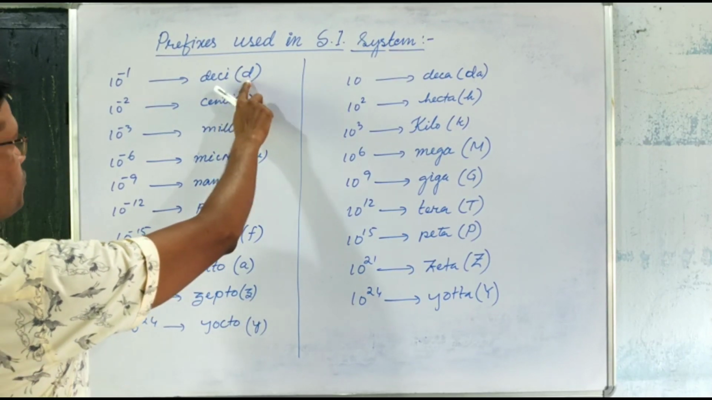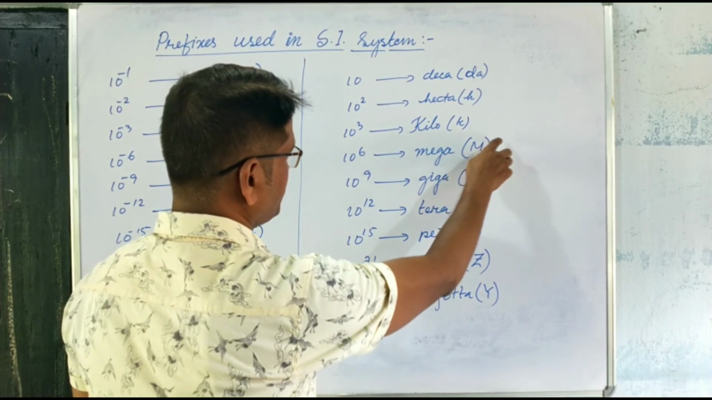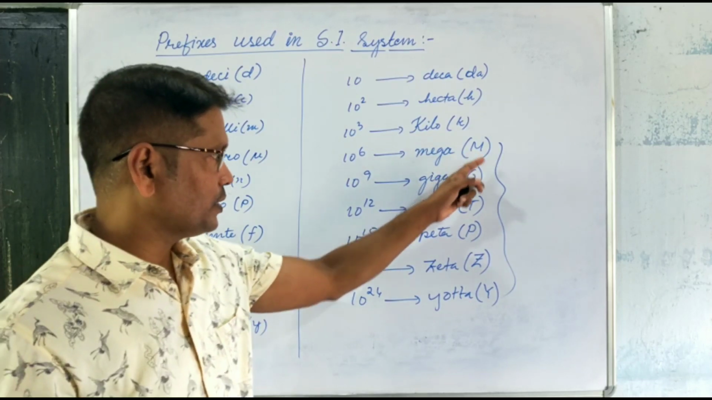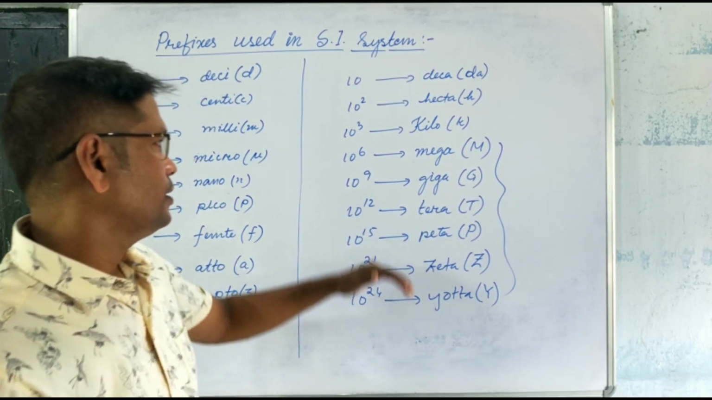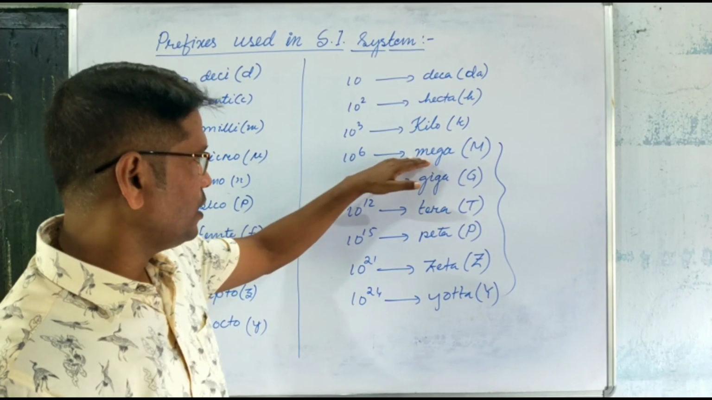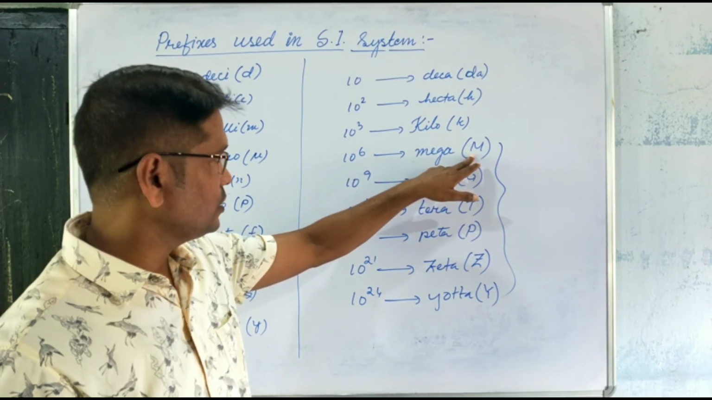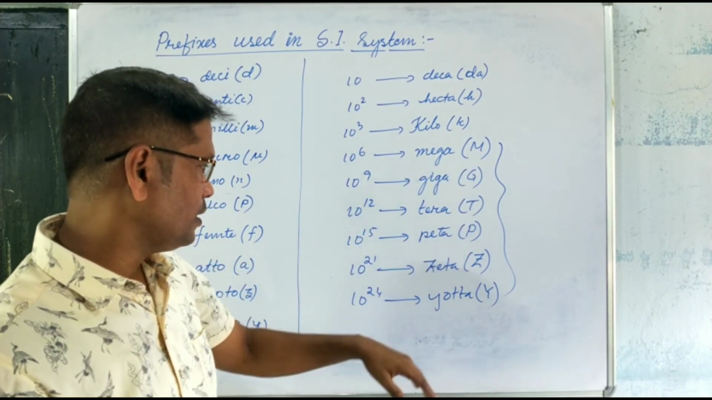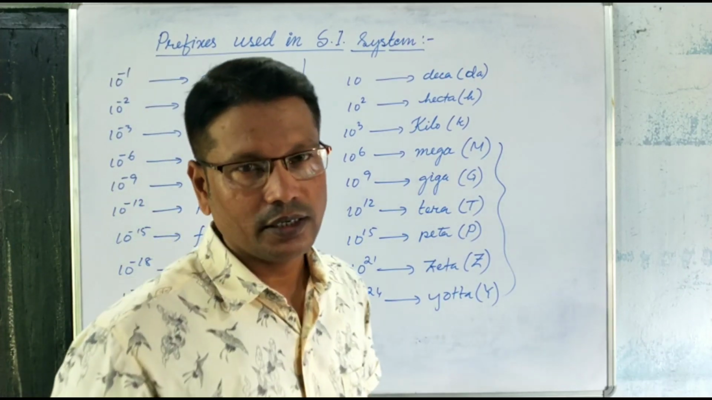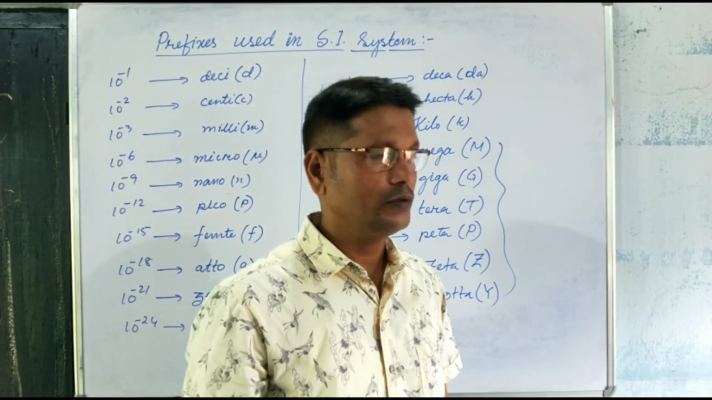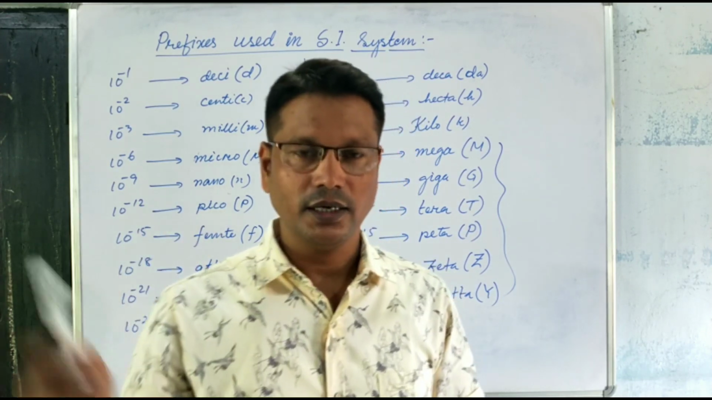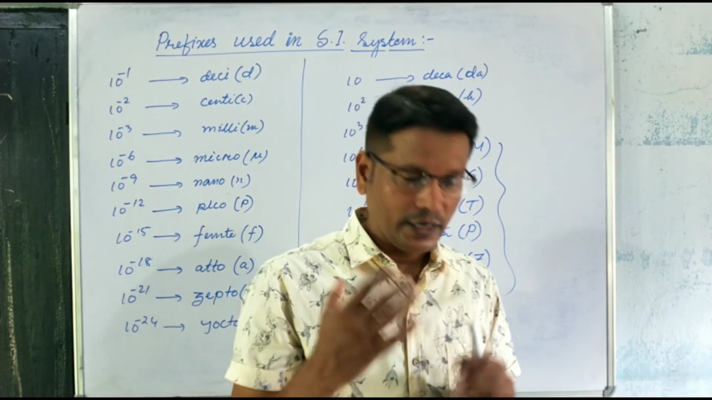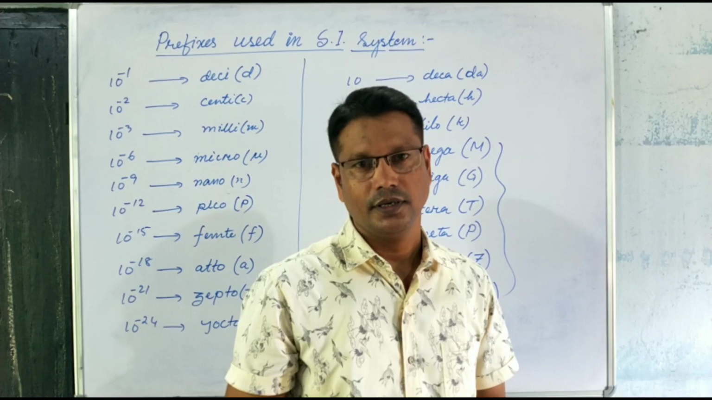So here another important point you need to keep in mind, that there are some prefixes which are denoted or indicated by small letters, but from mega, for these prefixes we use capital letters. Okay, from mega, that means for mega it is M, which is indicated by capital M. That means giga also capital G, tera, peta, zetta, yotta, etc. all are indicated by capital letters. So you need to keep in mind that. But other prefixes are denoted or indicated by small letters.